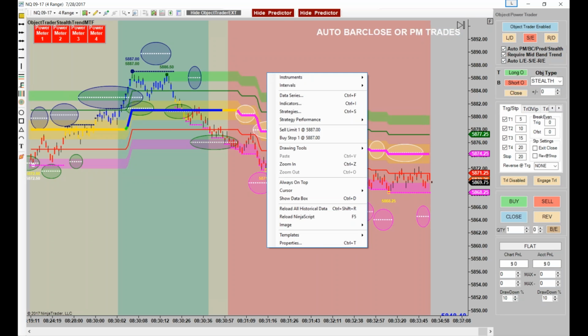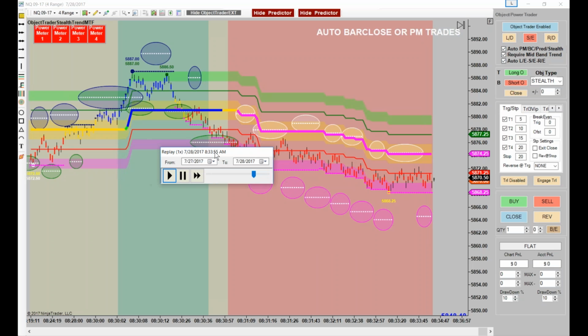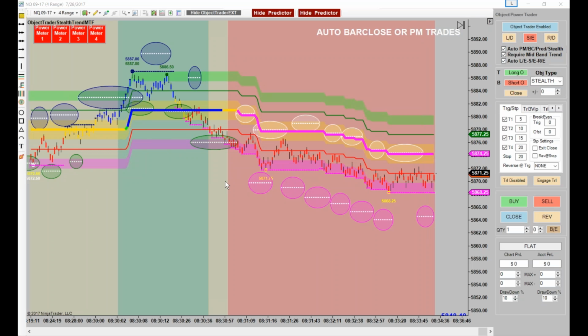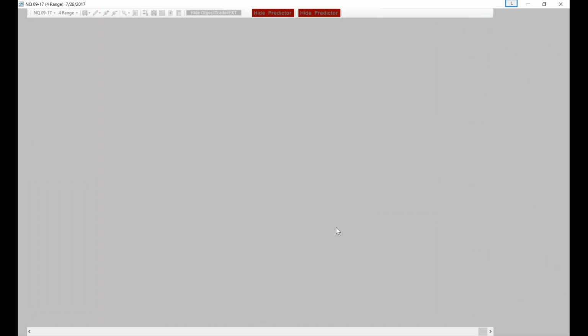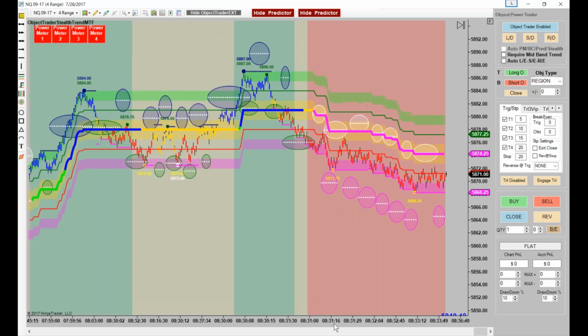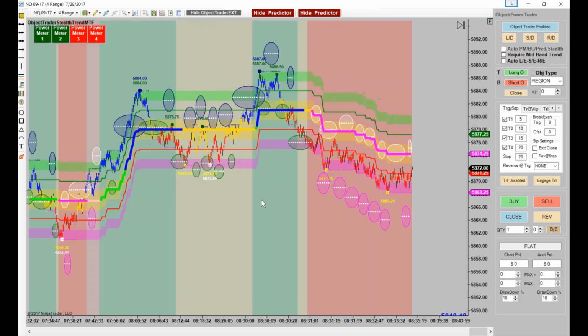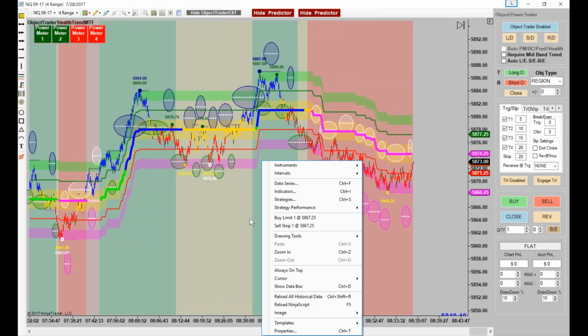The reason for that is because you can't really back up market replay and then start again without actually doing this. You really need to redo your Ninja script and take Object Trader off the chart and put it back on. The reason is because you just went back in time and Object Trader said, what the heck are you doing here? I was at 9:30 in the morning and now you're at 7:30. What are you doing to me? So that's why it did that. But I think you're going to really like this.